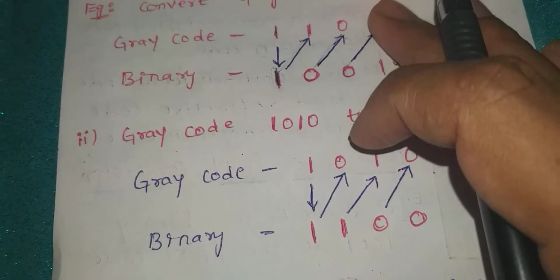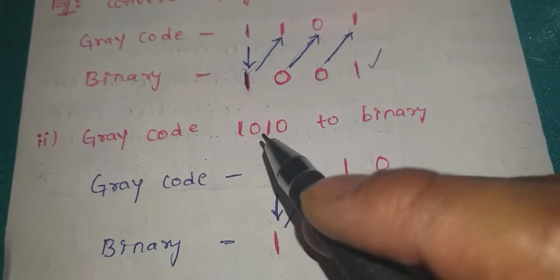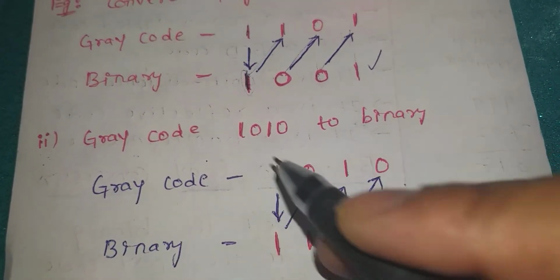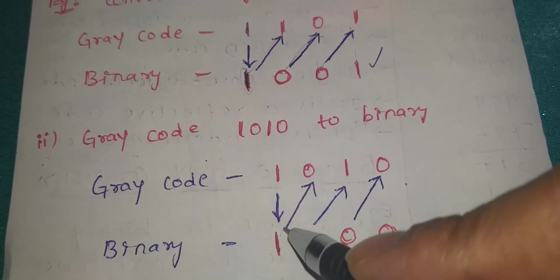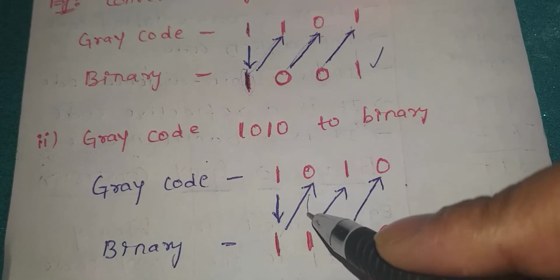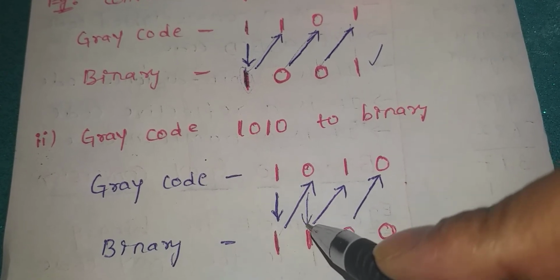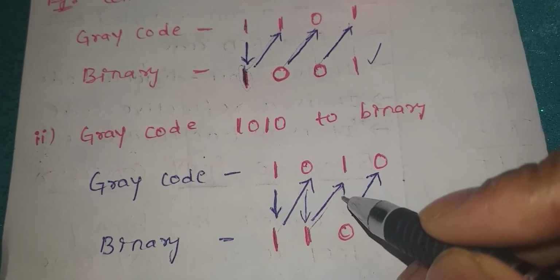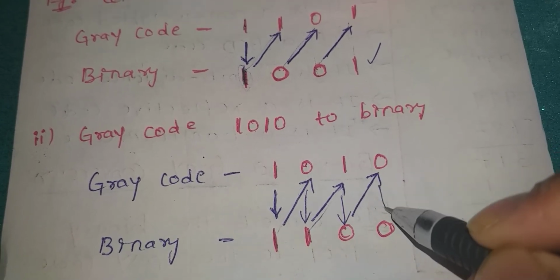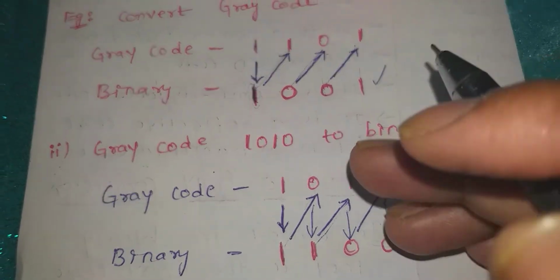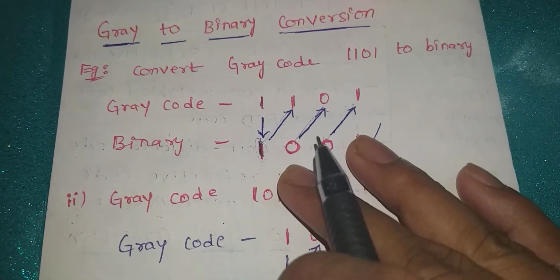Now look at one more example, you can get a clear idea. Gray code 1010 to binary. 1010, take the MSB as it is. Now 1 to 0, there is a transition, the output will be 1. Now 1 to 1, there is no transition, the output will be 0. 0 to 0, there is no transition, the output will be 0. In this manner, we have to convert binary to gray and gray to binary.